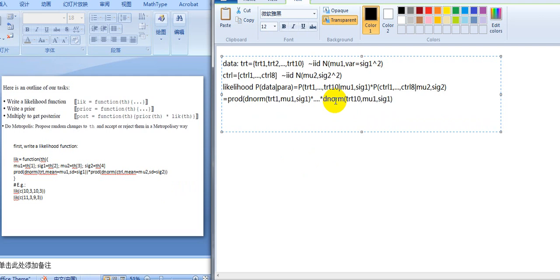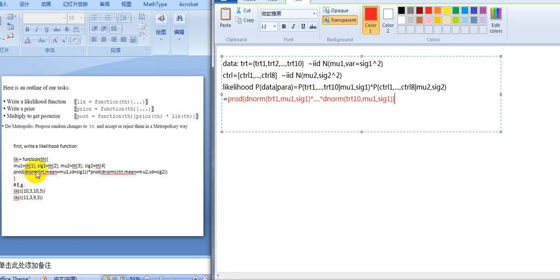Here, product, right? So this part is the treatment group part, the product of normals. In the function we call it the likelihood function. This is our code. You can see the likelihood function takes an argument theta. In theta, mu1 is the first number, sigma 1 is the second number, mu2 is the third number, sigma 2 is the fourth number.